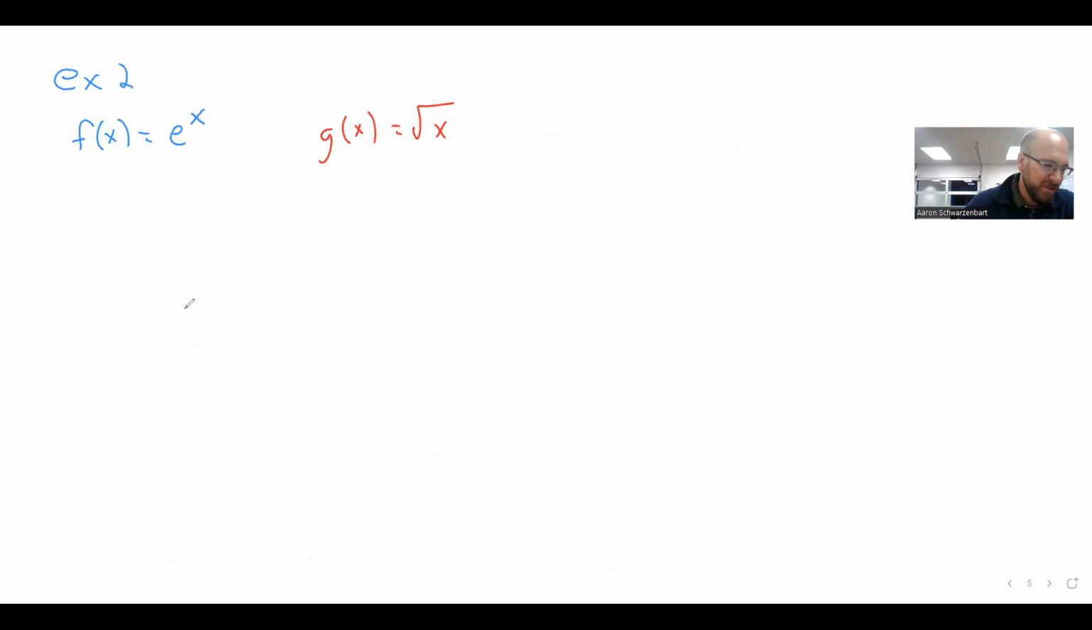Example 2 here, now we're going to talk about function composition. And we're going to be looking at f of g of x.